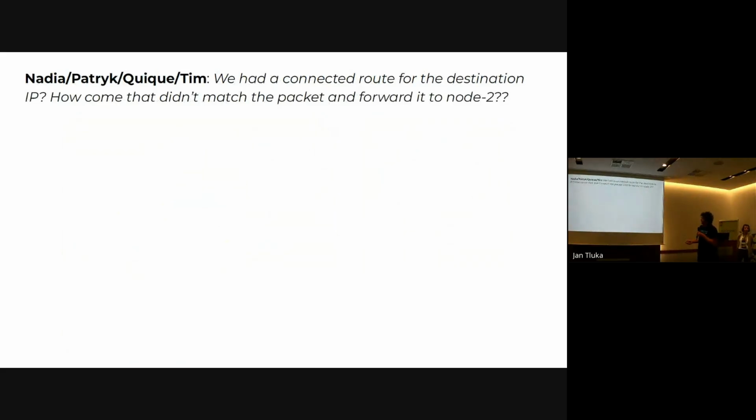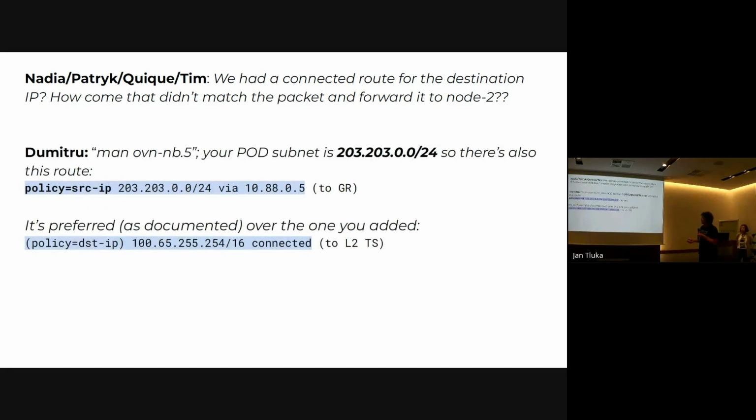So at that point, quite a few people came to us, to OVN folks, saying, hey, we have a connected route for this destination. It should match, but it didn't. How come the packet didn't make it to the other side? So after some digging, I replied with: read the manual, please.